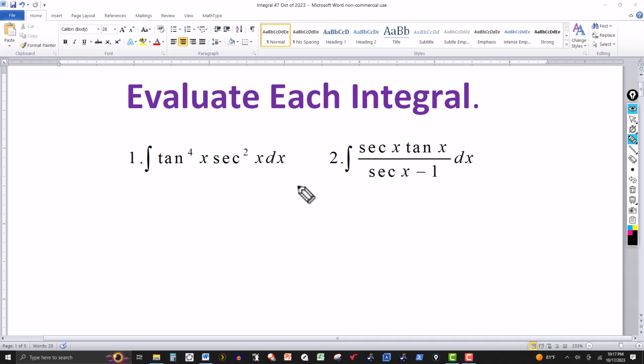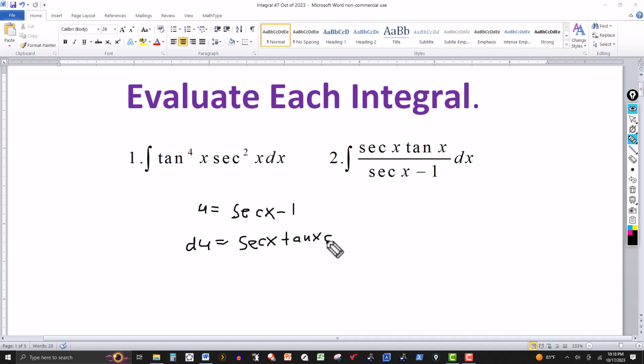Now the second one, again, if you don't see what method to apply right away, look for a u substitution, like the first one. And that's what this is going to be, because if I let u equal secant of x minus 1, so here I let u equal the expression in the denominator. Sometimes it's going to be an expression under a radical or a radicand, and sometimes it'll just be something taken to a power like in the first one.